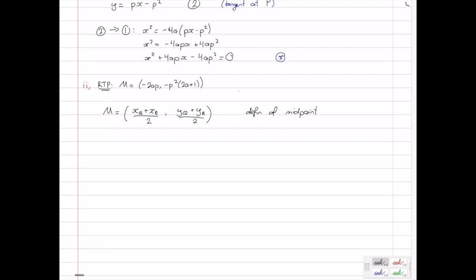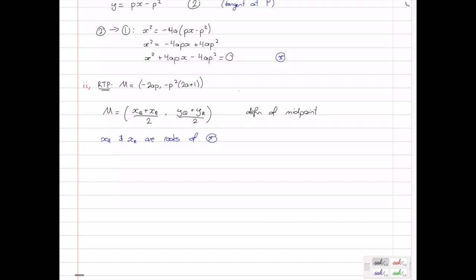Now, why does that help us? Well, we'll actually be able to work out the x coordinate of M, and we're going to use the star equation to do that. We know that x sub Q and x sub R are solutions, or roots, of the star equation. So let's write that down. I'm going to write it in blue. xQ and xR are the roots of our star equation.